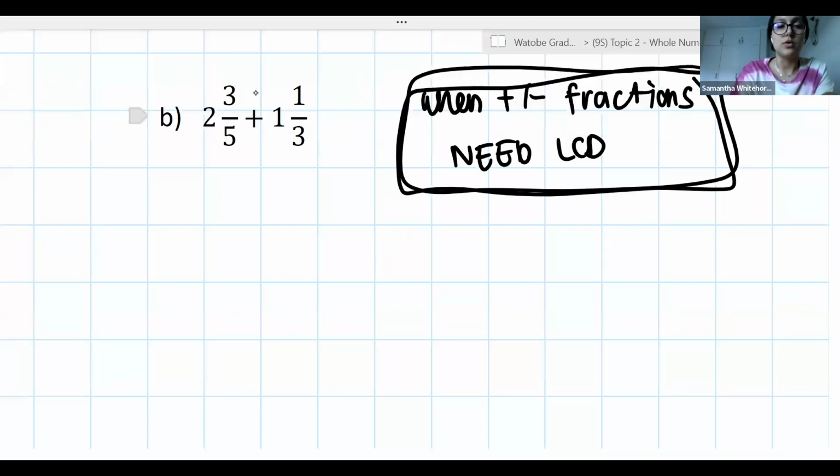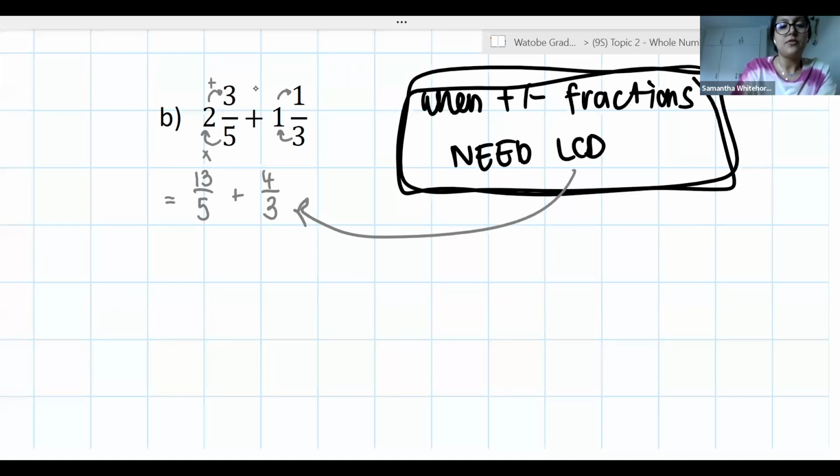We don't want to work with this format. You can, but in my opinion, it's a little bit harder. So if we want to convert, remember we take the denominator, times it by the whole number, and then add the numerator. So 5 times 2 is 10. 10 plus 3 is 13. So this is 13 over 5 plus, and we do the same thing here, 1 times 3 is 3 plus 1 is 4. So 4 over 3.